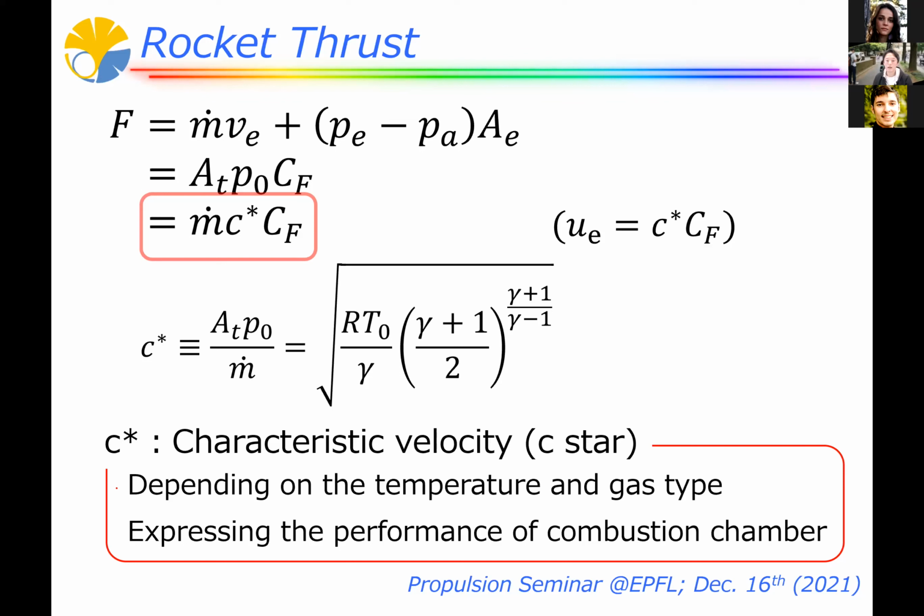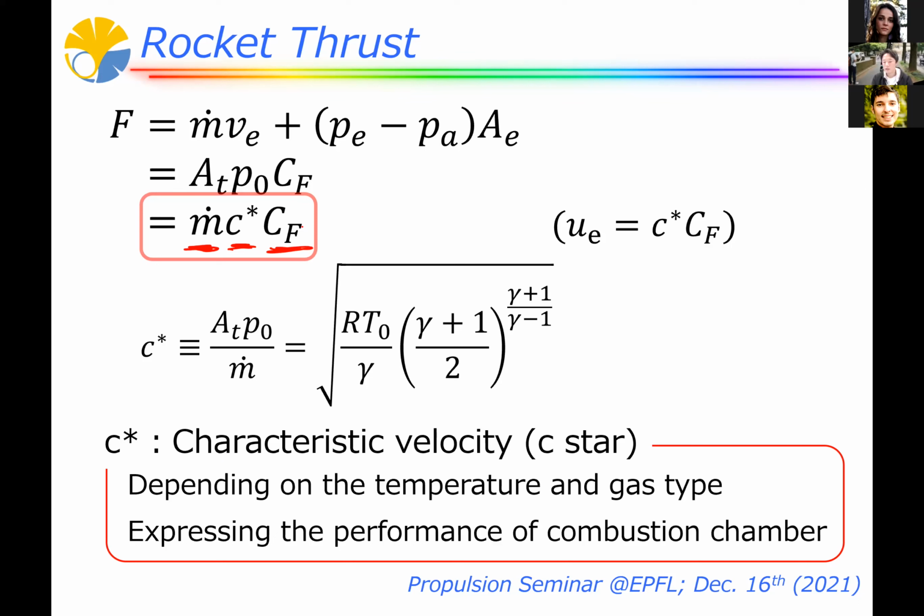Okay, let's return to the thrust expression. This is another form of the chemical propulsion thrust. In this expression, we are using m dot, the mass flow rate, and c star, the characteristic velocity, called c star, and again CF.